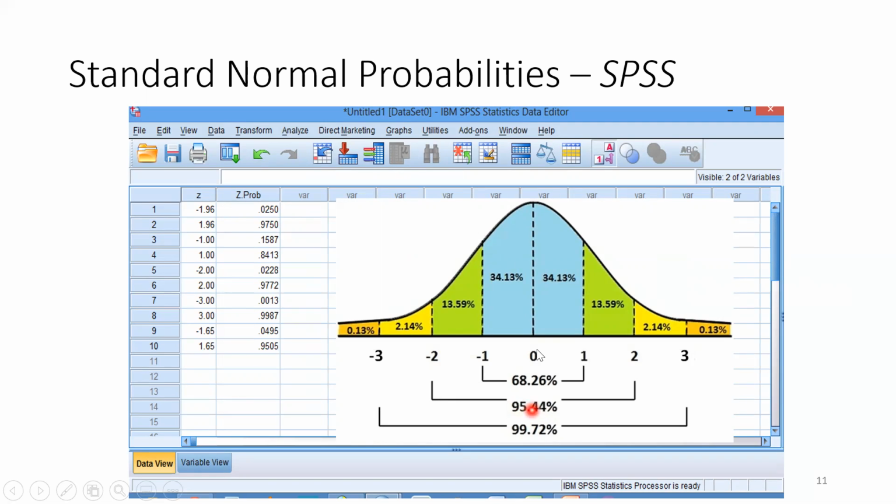So the area from -1 to 1 covers 68.26% probability, and the area from -2 to +2 has probability 0.9544, or we can say 95.44% chances. And the probability between -3 to +3 is 99.72%, or we can say 0.9972 probability. This is fixed, these are calculated. So all you need to know is that these are calculated. We are not concerned with how they come about in today's lecture.